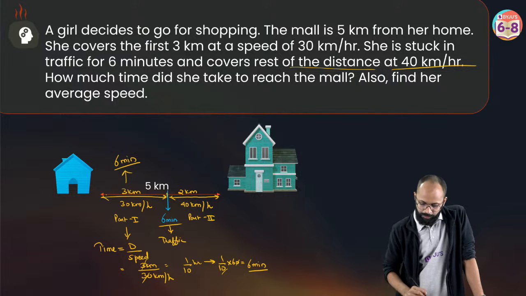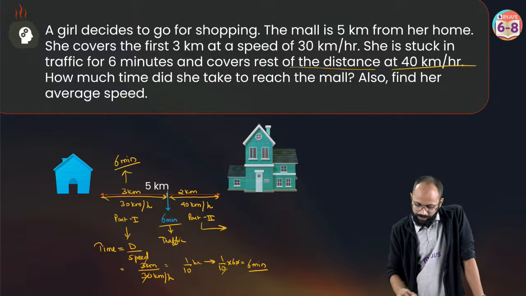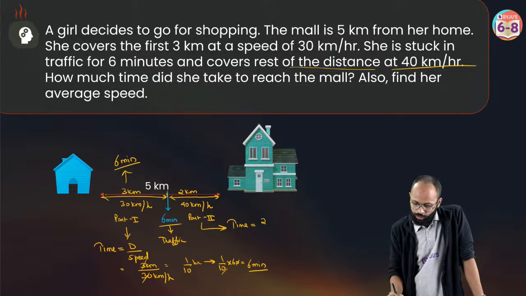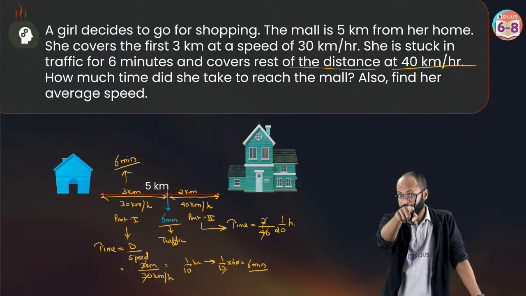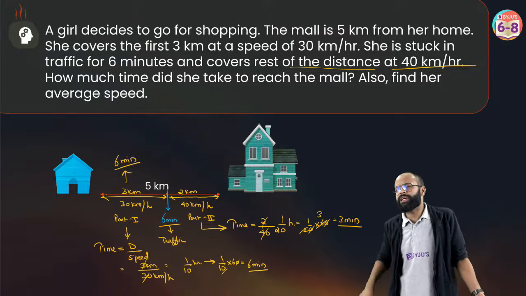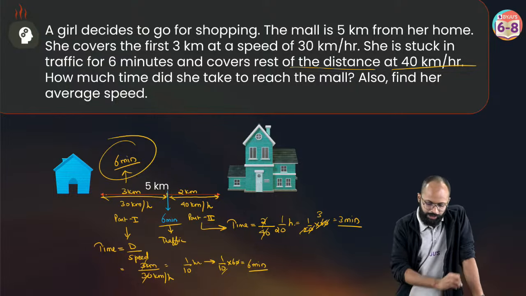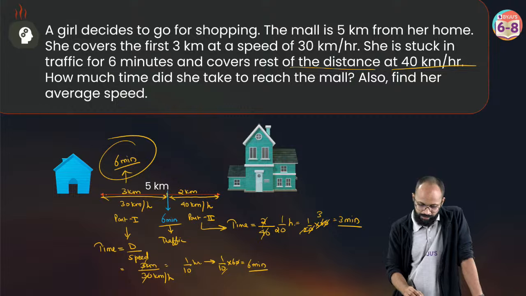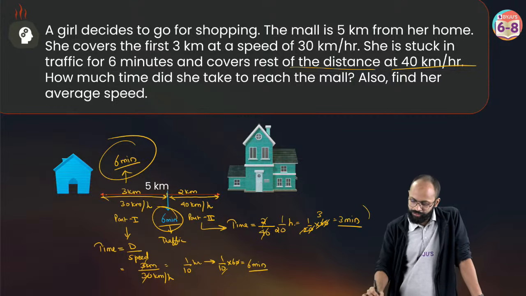Okay sir, what about part 2? In part 2, I can say time is equal to distance, which is how much, sir? 2 kilometers upon 40, right? So I'm getting 1 by 20 hours. Convert into minutes: 1 by 20 into 60, so I'm getting 3 minutes. Total time taken becomes how much, sir? 6 minutes over here, right, 6 minutes in traffic, and 3 minutes over here.